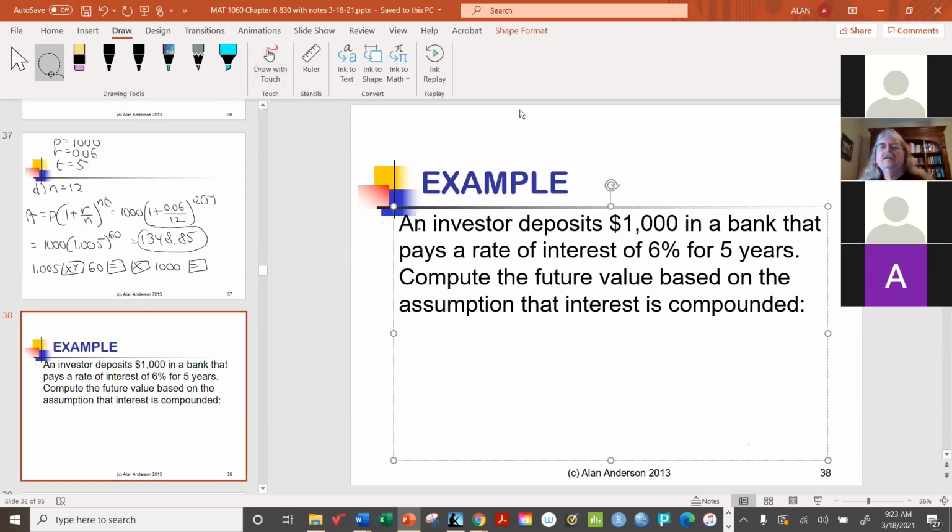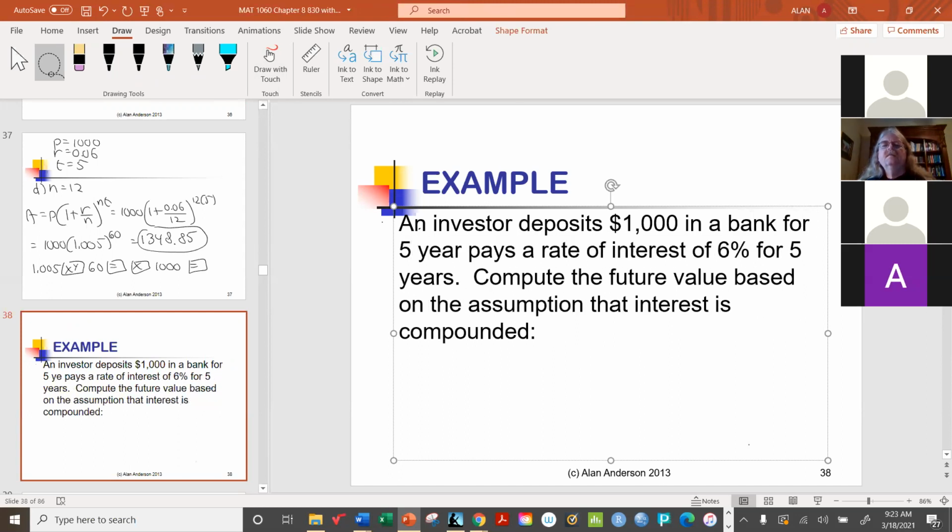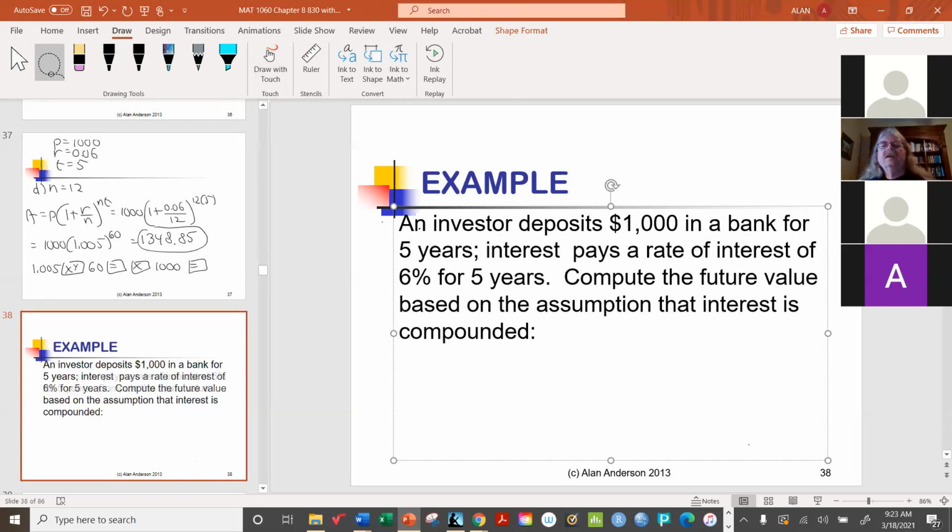All right, so we deposit $1,000 in a bank that compounds interest. The number of years, let's say 5 years is fine. But this time, we deposit $1,000 in a bank for 5 years. Interest is compounded quarterly.